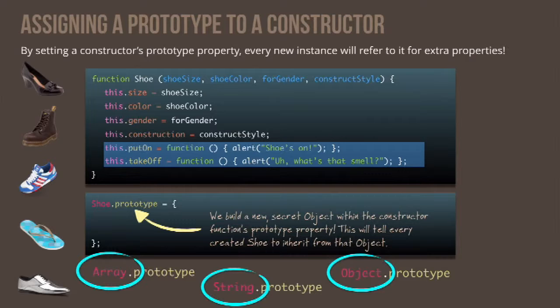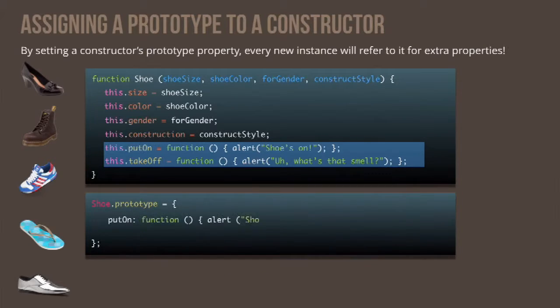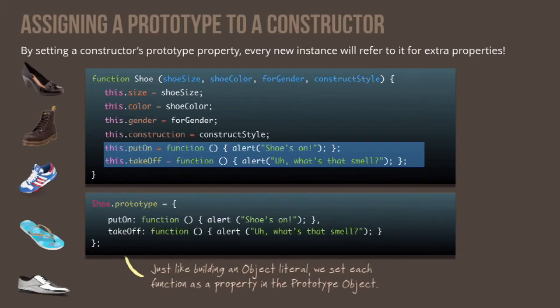Inside our prototype, we're going to build 2 properties, putOn and takeOff. Notice they take a property style now. To put some values in those particular properties, we'll just build some anonymous function expressions that alert our desired messages.